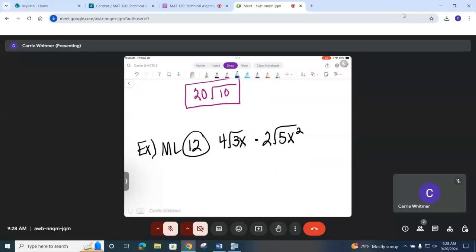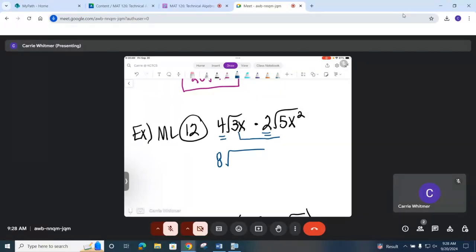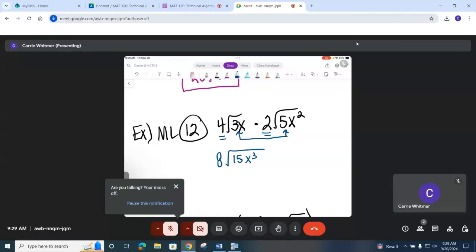Now, same idea on this next one, but this one we're throwing some variables in. So let's see if we know how to deal with that. Once again, we're multiplying the parts that are in front together. So 4 times 2, neither of those are under a radical, so they get multiplied together to give me 8. Then I'm going to multiply the parts under the radical together. So 3x times 5x squared. Well, 3 times 5 is 15, and x times x squared is x to the third.